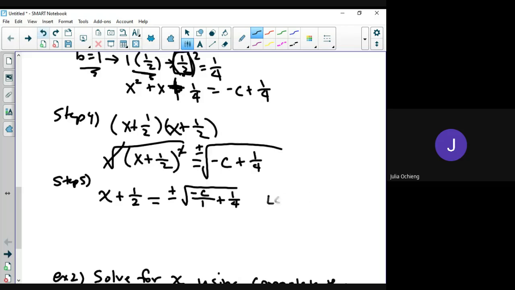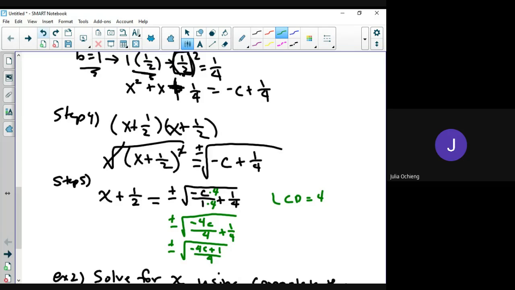And I'm going to write that in a different color just to highlight it. I'm going to multiply this fraction by 4 over 4. And so that's going to be negative 4c over 4 plus 1/4. And then that's going to end up being plus or minus the square root of negative 4c plus 1 over 4. And I'm going to just move this over. LCD is 4. And I'm going to simplify this way up here.